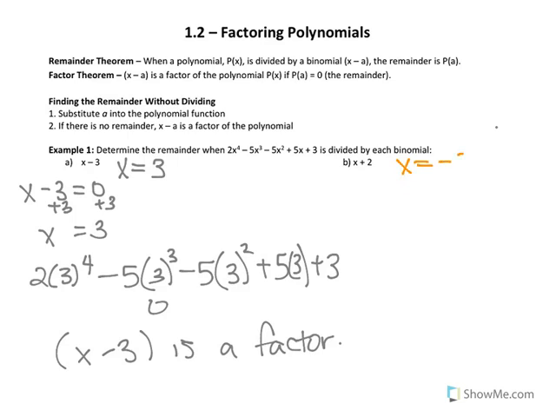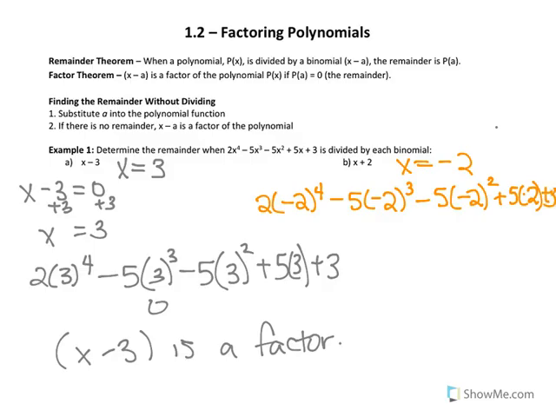So we're going to plug in x to be negative 2. So we're going to get 2 times negative 2 to the power of 4 minus 5 times negative 2 to the power of 3 minus 5 times negative 2 squared plus 5 times negative 2 plus 3. So, pause the video, type that in. You should get negative 15.